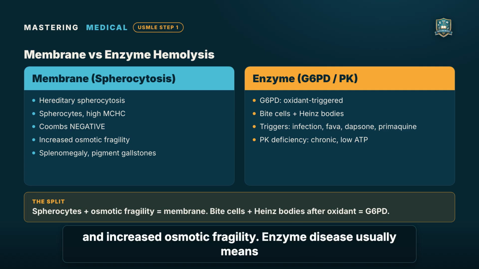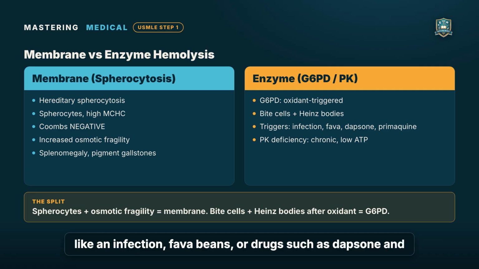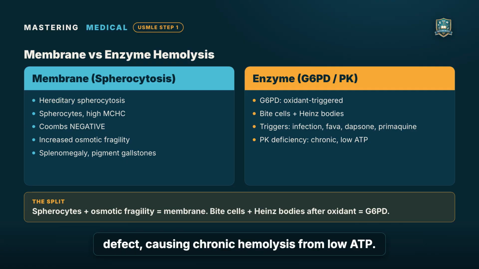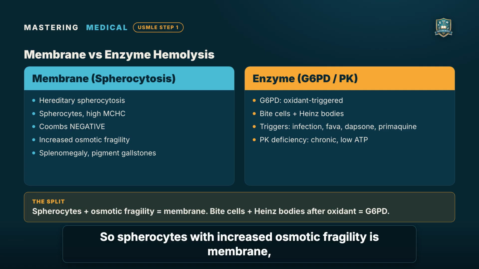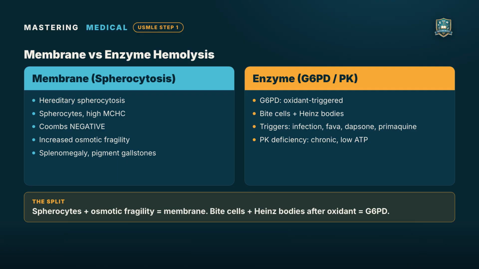Enzyme disease usually means G6PD deficiency, where an oxidant stress, like an infection, fava beans, or drugs such as dapsone and primaquine, triggers episodic hemolysis with bite cells and Heinz bodies. Pyruvate kinase deficiency is the other enzyme defect, causing chronic hemolysis from low ATP. So spherocytes with increased osmotic fragility is membrane, while bite cells and Heinz bodies after an oxidant is G6PD.